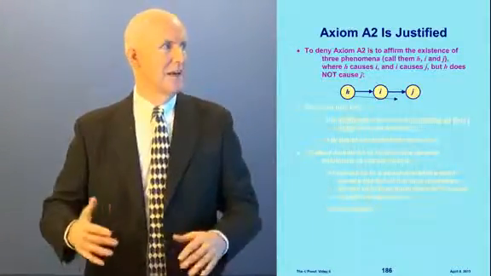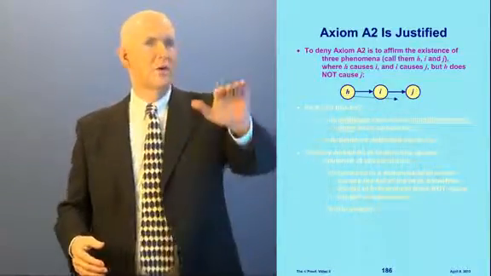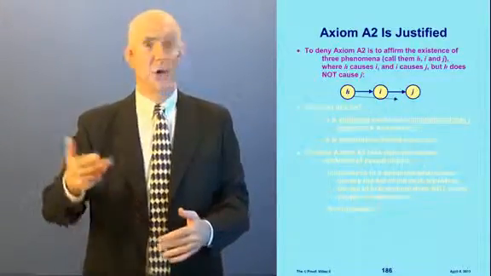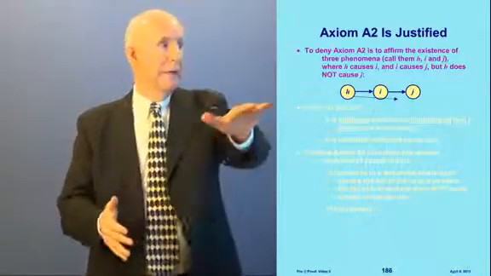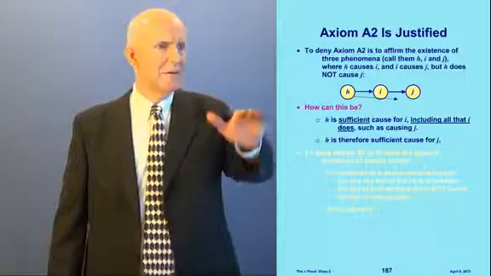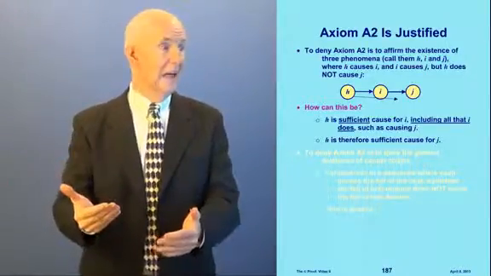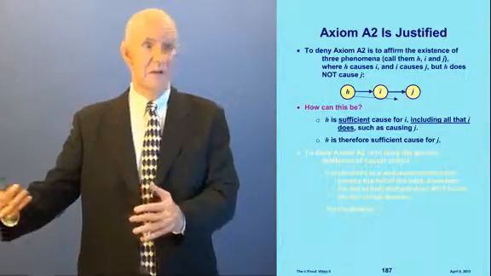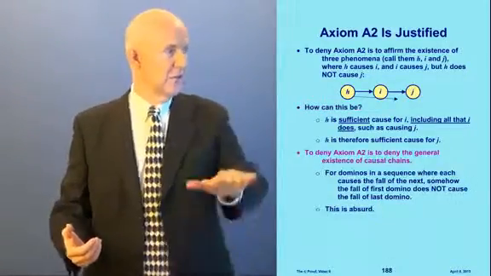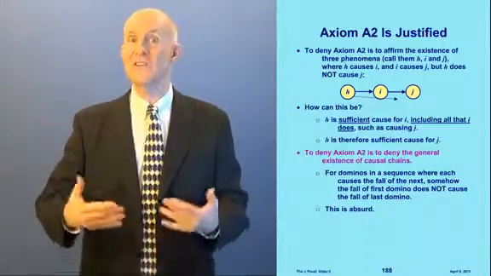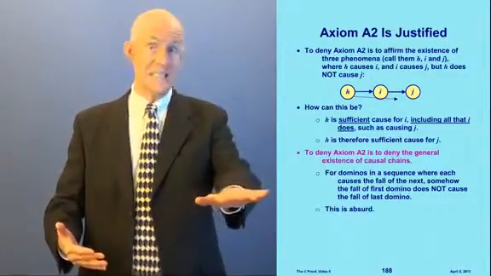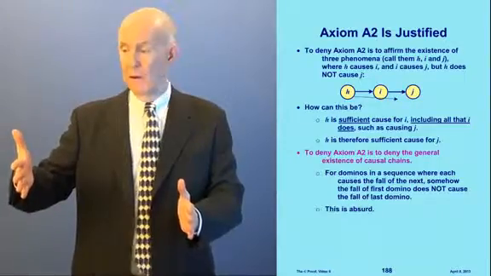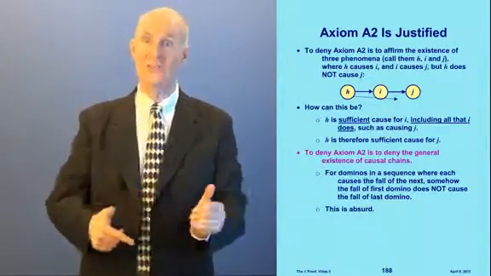Now, why is axiom A2 justified? Well, to deny axiom A2 is to affirm the existence of three phenomena, let's call them H, I, and J, where H causes I and I causes J, but H doesn't cause J. But how can this be? H is a sufficient cause for I, including everything that I does, such as causing J. Therefore, H is a sufficient cause for J. To deny axiom A2 is to deny the general existence of causal chains, of dominoes in a sequence. It's to say that the fall of the first domino somehow does not cause the fall of the last domino.